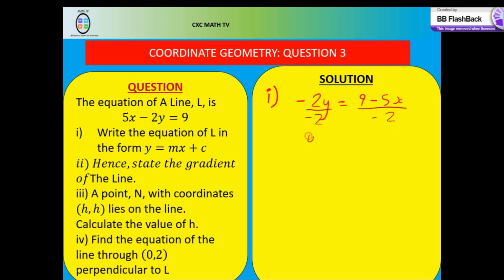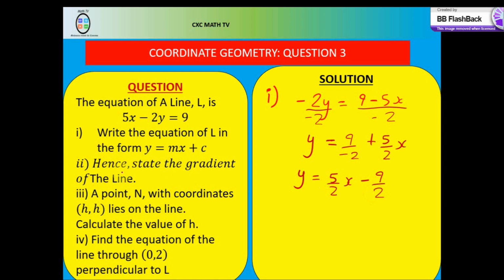In that case, we get y is equal to 9 divided by negative 2, then we have minus 5x over negative 2. Negative divided by negative becomes plus 5 over 2x. Putting it in standard form, y is equal to 5 over 2x, then minus 9 over 2.